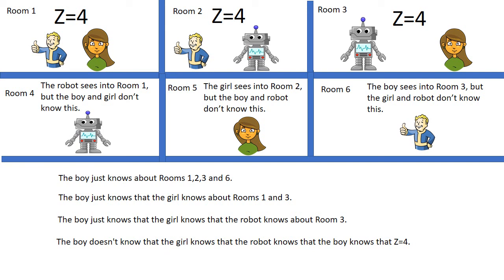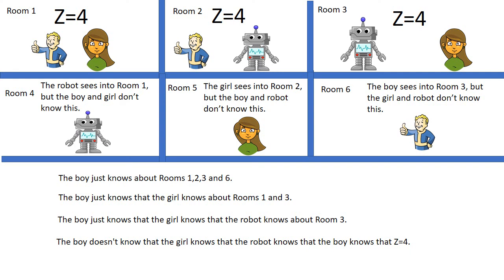Well, if the girl were only aware of rooms 1 and 3, the girl, when figuring out what the robot knows, would say, well, the robot, he's only in room 3, so the girl wouldn't be aware that the robot knows that the boy knows that z equals 4. So z equals 4 is not common knowledge, in part because the boy can't be certain that the girl is certain that the robot is certain that the boy knows that z equals 4. And yes, this is very confusing.